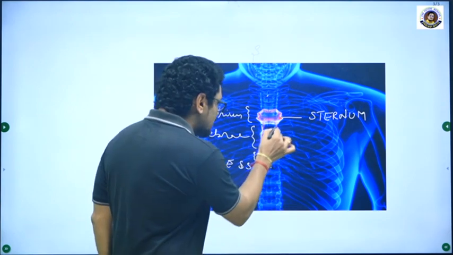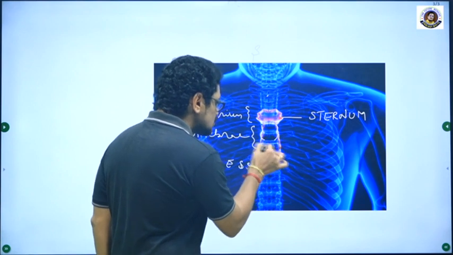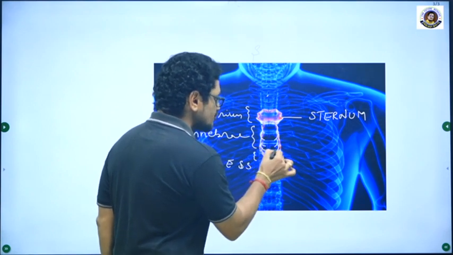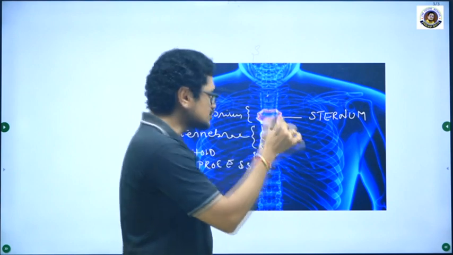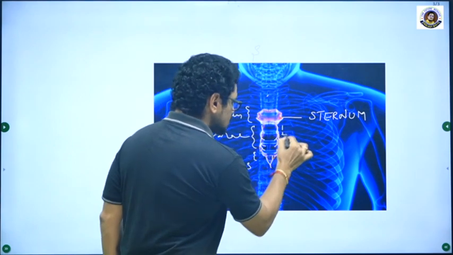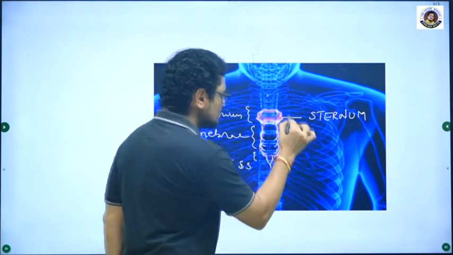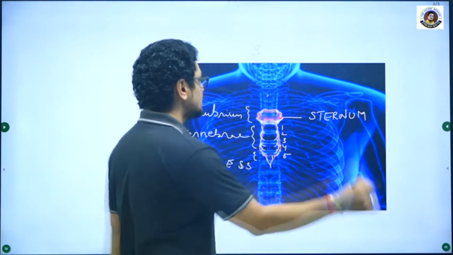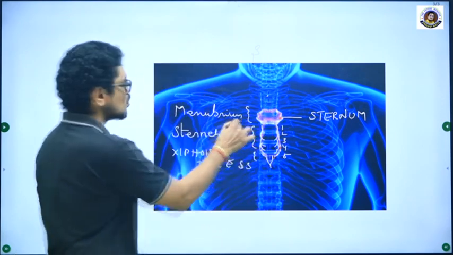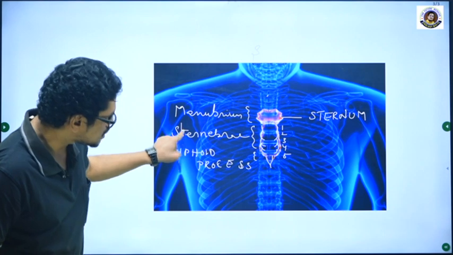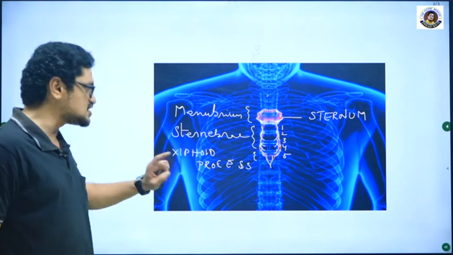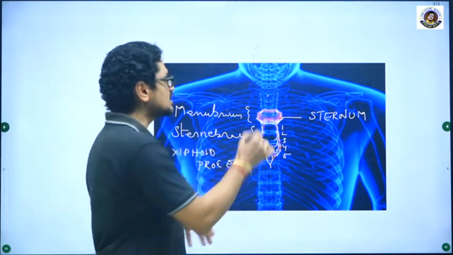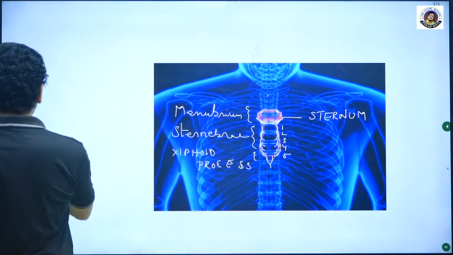And these are sternebrae. 1, 2, 3, 4, 5. Five sternebrae are present. And this is the handle, called manubrium. These are sternebrae. And this is xiphoid process. And this is the flat bone.